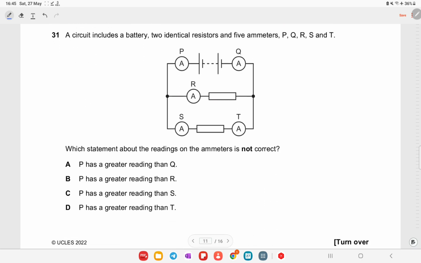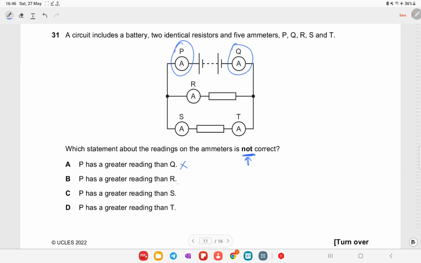A circuit includes a battery, two identical resistors, and 5 ammeters P, Q, R, S, and T. Which statement about the reading on the ammeters is not correct? So we need to find out which statement is not correct. P has a greater reading than Q. So this is again, by reading this, both are ammeters, so they will be having the same reading. So this is not the right answer.